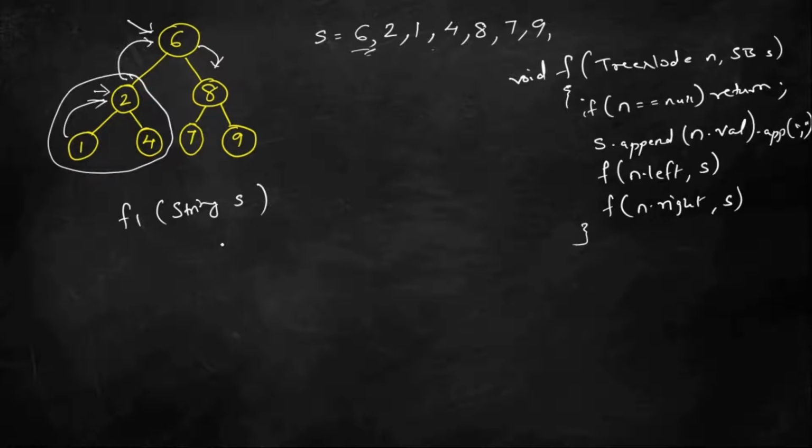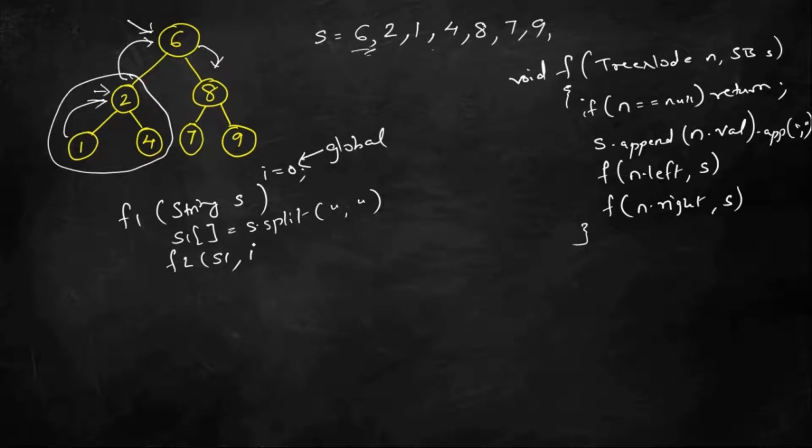So what we can do here is, let us say from f1 I am calling another function f2. I am splitting this string into an array using comma, and calling function f2 passing this array s1. Let us say I need to start with the 0th index, so I assign index equal to 0. This is a global static variable, I equal to 0, and here I am passing the index.